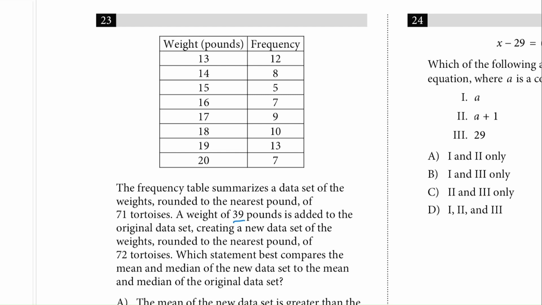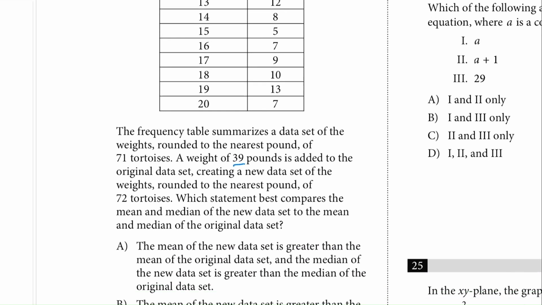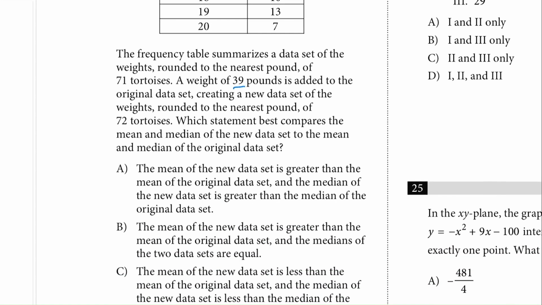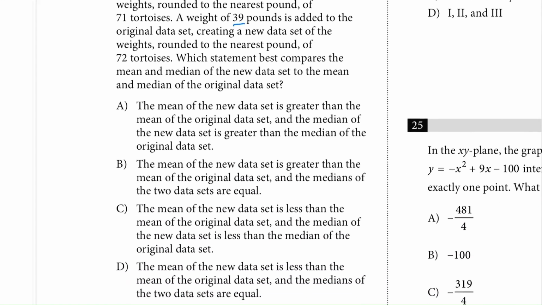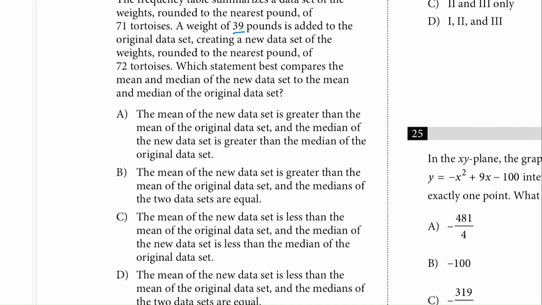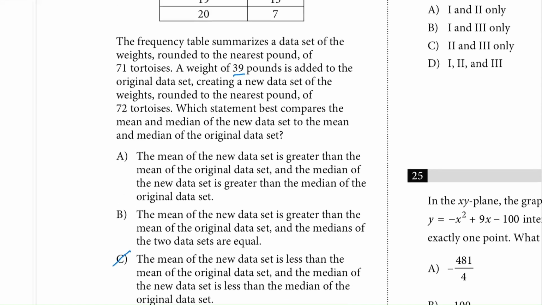into our mean. And if you have a weight that is significantly larger than the other ones that you're given, naturally the mean is going to increase. So no matter what we're looking for down here, we are definitely going to say that the mean is going to increase. So C and D are both out.